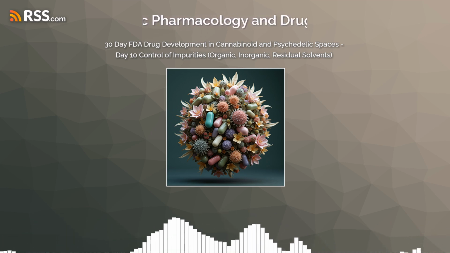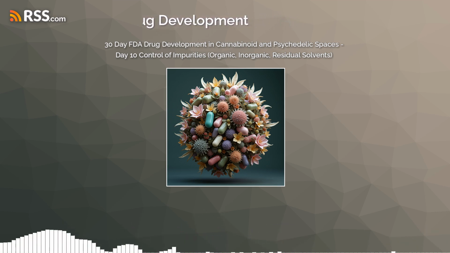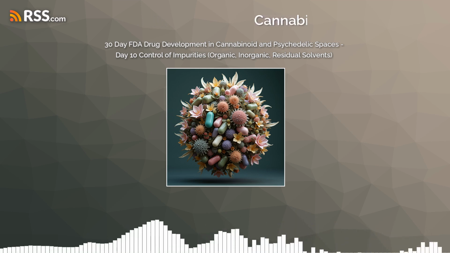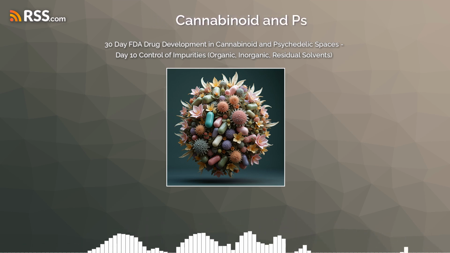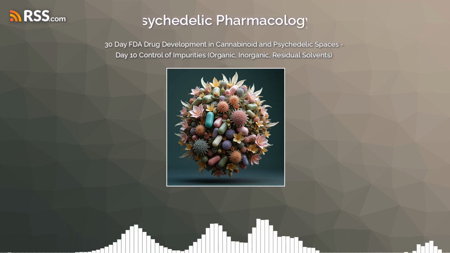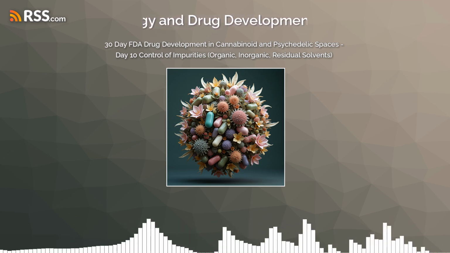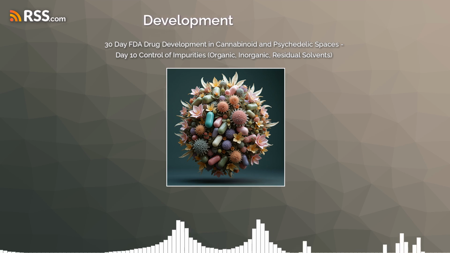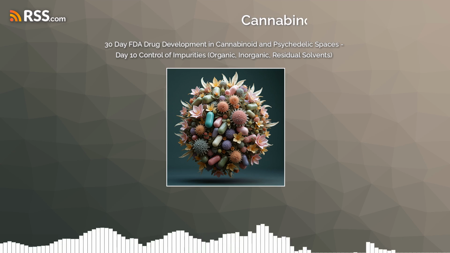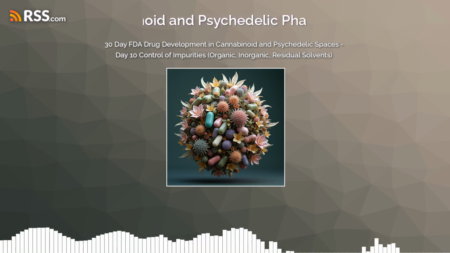So Q3A focuses specifically on impurities in new drug substances. Okay. So this is all about identifying, classifying, qualifying, and controlling those impurities from the very beginning of the drug development process. So before it even gets to the point of being a finished product. Exactly. It's like a roadmap for dealing with those unwanted compounds. Yeah. It covers everything from setting acceptable limits for those impurities to assessing the risk they might pose to patient safety. It's like a comprehensive guide to making sure that those drug substances are as pure as possible.